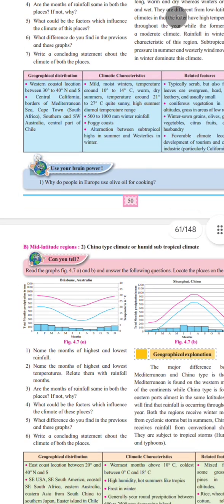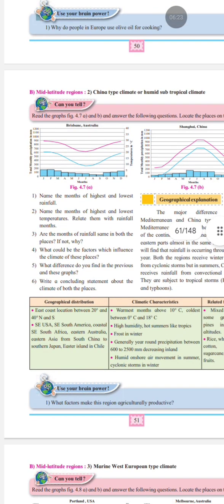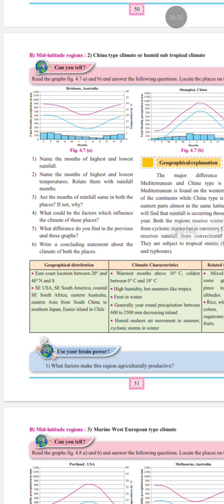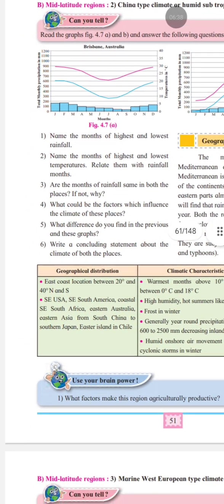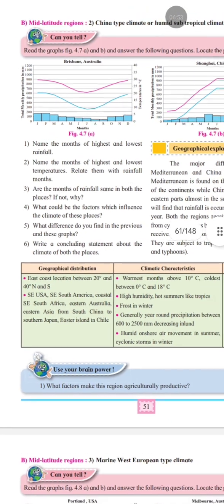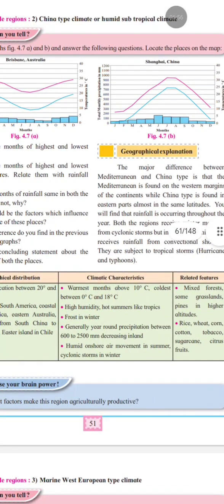Now, second is China type climate or humid subtropical climate. Now observe both the graphs here of Brisbane, Australia, figure 4.7a, and Shanghai, China, 4.7b. After observing, we will be answering these questions. First question is name the months of highest and lowest rainfall. In Brisbane the highest rainfall occurs in February while the lowest occurs in September, and in Shanghai the highest rainfall occurs in June while the lowest occurs in December.